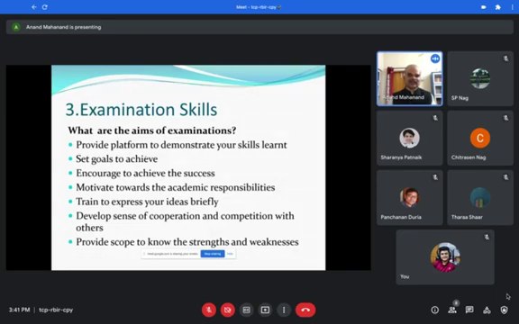Examinations provide a platform to demonstrate your skills, learning. Okay. They give you an opportunity to demonstrate. You have learned a lot of things, so you want to demonstrate that. You want to show that you have learned this and you remember this. Okay. So it is a good platform. It is a positive.